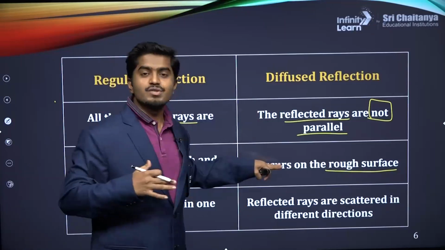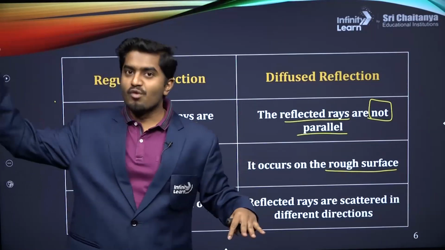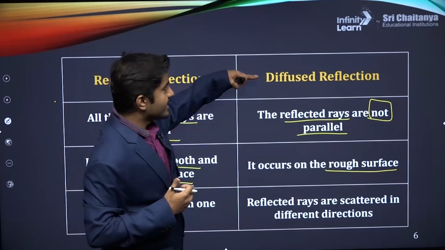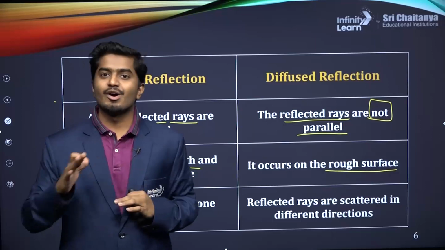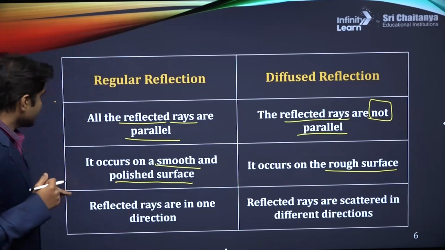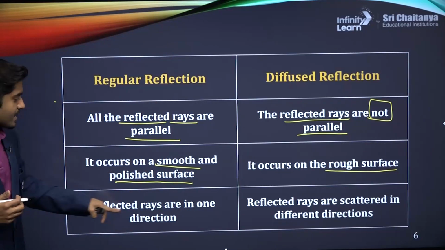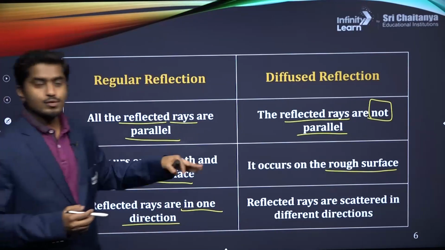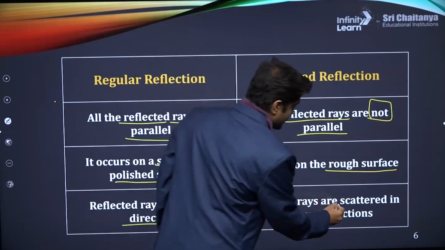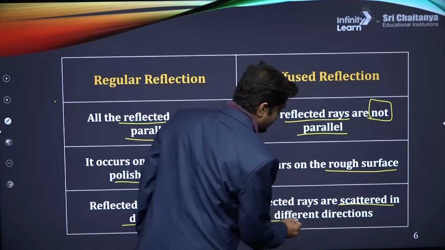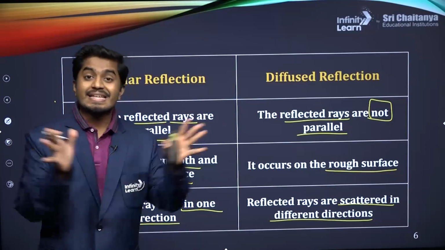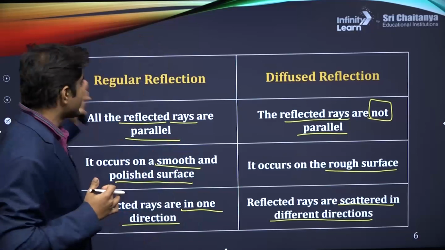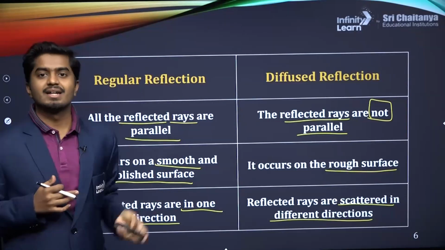And what is a diffuse reflection? Let's suppose there is a wall. In the wall, the reflection that happens is a diffuse reflection. It is not a regular reflection. Now, in the regular reflection, reflected rays are in one direction. In the diffuse reflection, reflected rays are scattered in different directions. So they get scattered. That means they move in different directions. That is the difference between regular reflection and diffuse reflection.